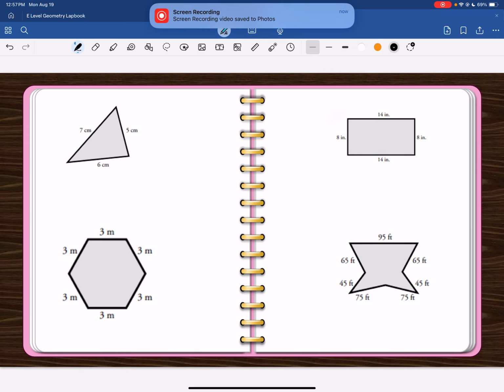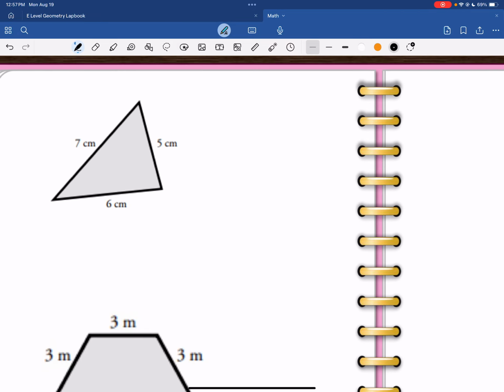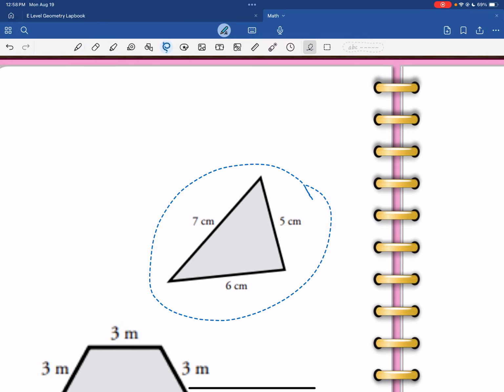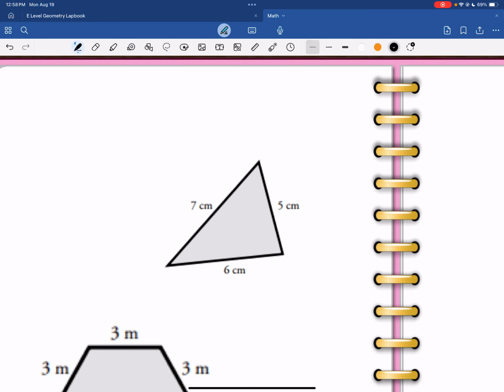Here we are looking at perimeter. And perimeter is the distance around an object. Remember, with area, we were looking at the amount of space the object covers. With perimeter, we're putting a fence around it. Think about a soldier walking a perimeter. What does that mean, to walk a perimeter?